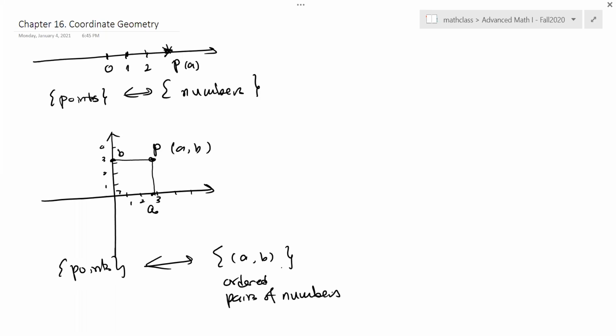Okay, so there is a correspondence. On the right hand side is algebra, on the left hand side is geometry. So coordinate geometry means we're going to use algebra to study geometry, okay?